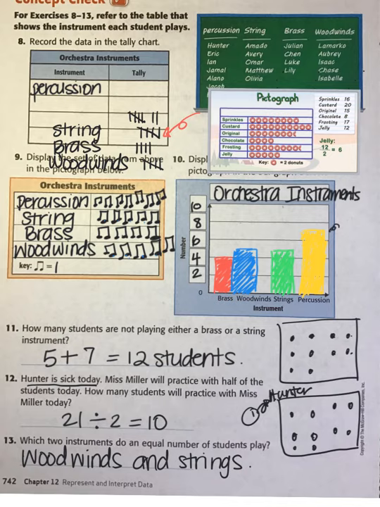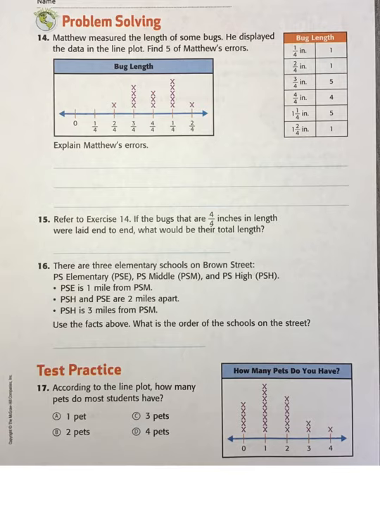Okay, let's turn the page to page 743. Okay, line plots. Let's look at number 14. It says that Matthew measured the length of some bugs. He displayed the data in the line plot. Find 5 of Matthew's errors.